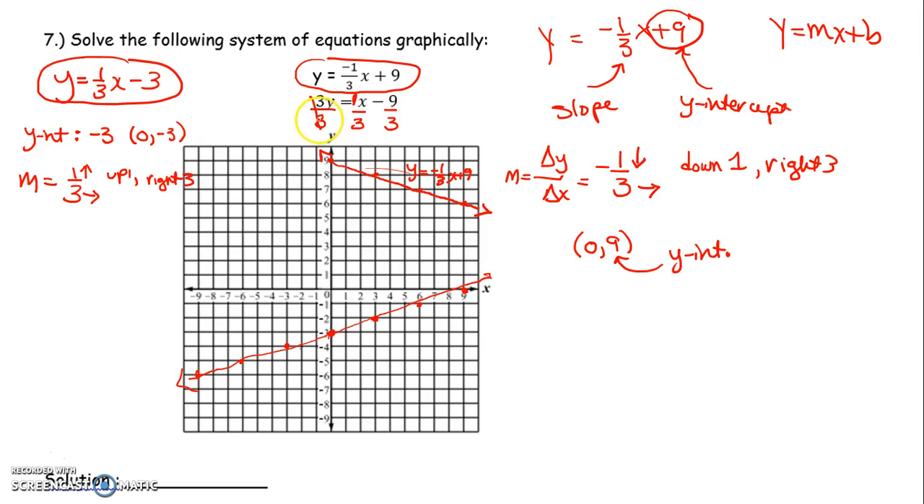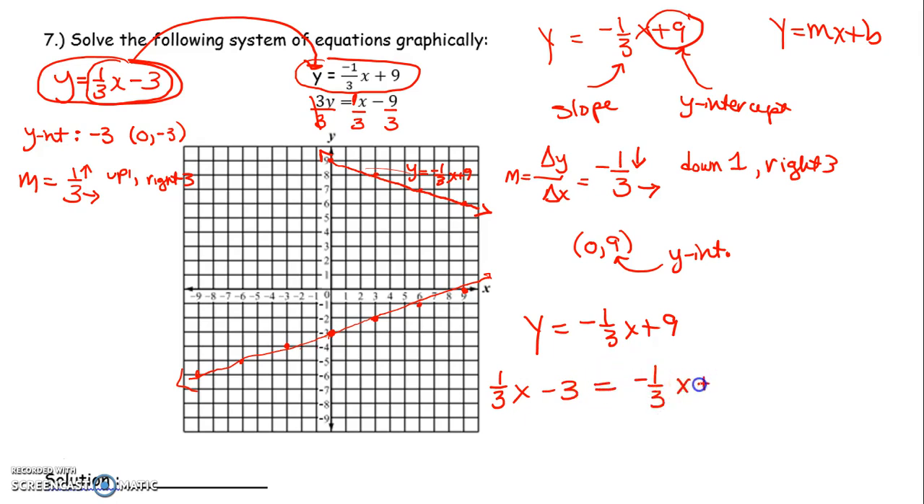So hopefully you watched the video prior to this so that you were able to graph these and all that good stuff. So now I'm going to take a look at this. Once I divided each piece by 3 on this second equation, I found that I had y equals 1/3 x minus 3. If I have y equals 1/3 x minus 3, the other one is y equals negative 1/3 x plus 9, I can take what y equals and substitute it in place of y here. So in place of y, I'm going to put 1/3 x minus 3 equals negative 1/3 x plus 9.